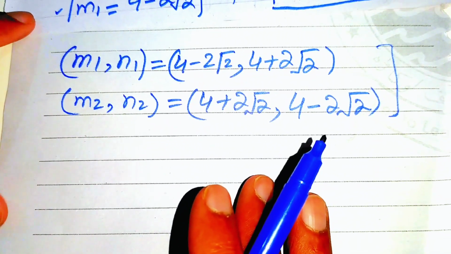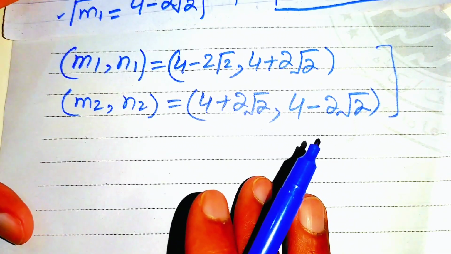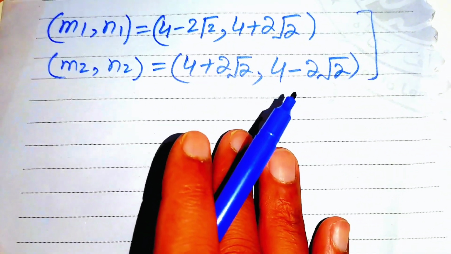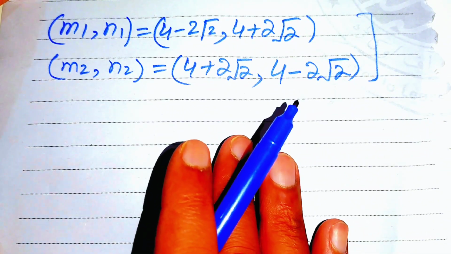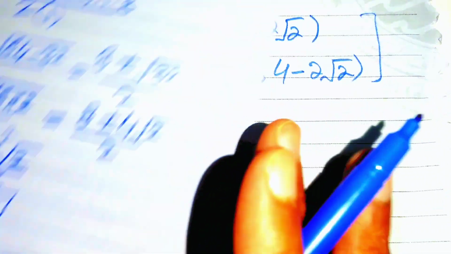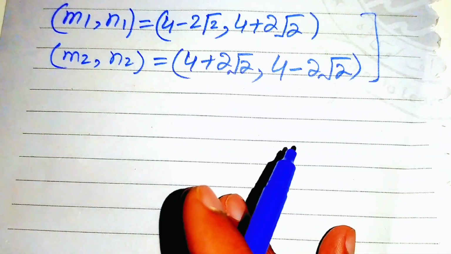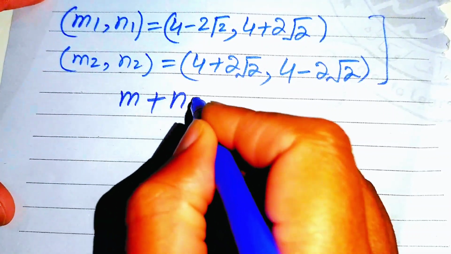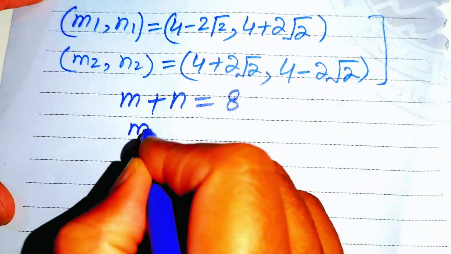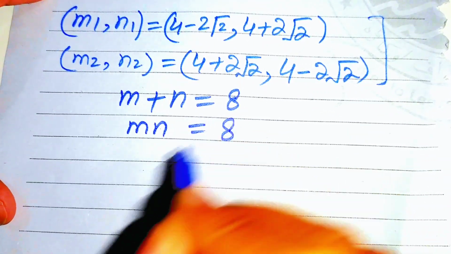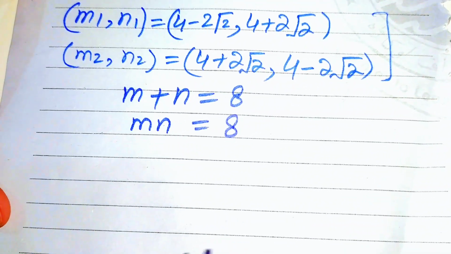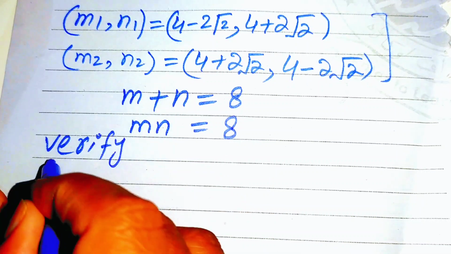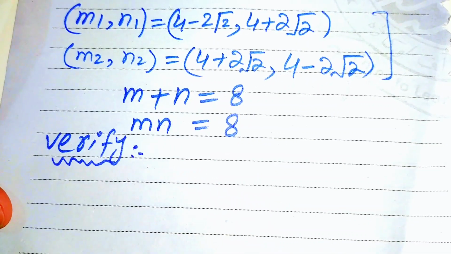So now we will verify these roots. In order to verify the roots, we copy down the given question statement, which is m plus n equals 8. We write it here, m plus n equals 8 and m multiplied by n equals 8. So this is our given question statement, and now we verify the solution which we already found.